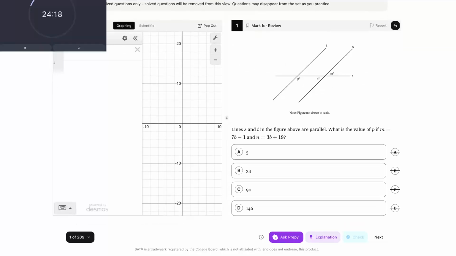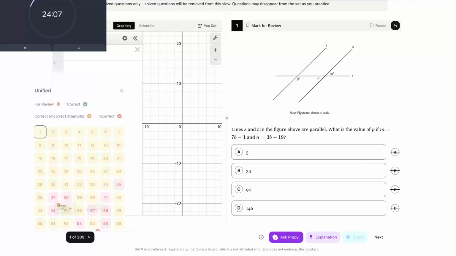I think Desmos having this is probably a game changer. Hopefully they don't remove it. If they remove it, it'll be really bad for us if we are taking the SAT. But yeah, a lot of these are medium.